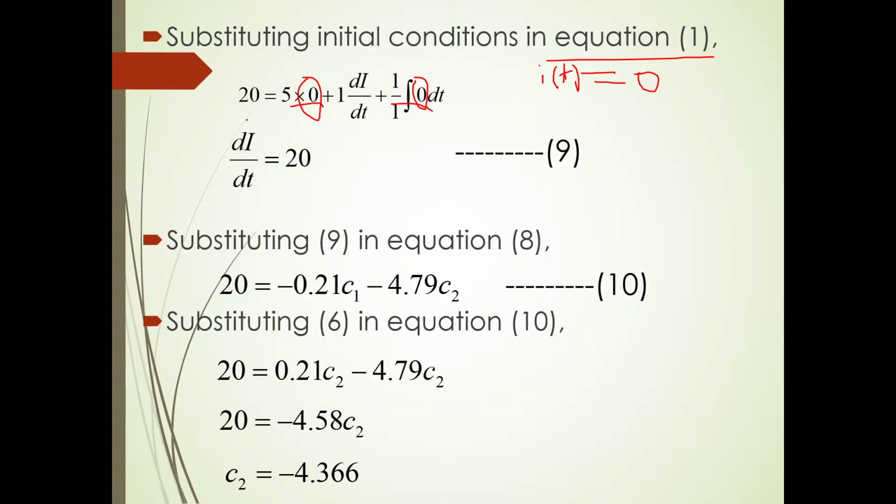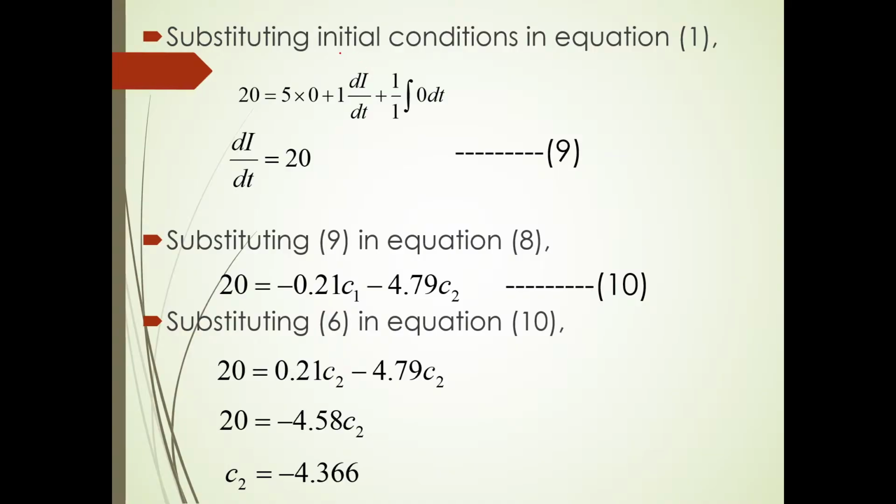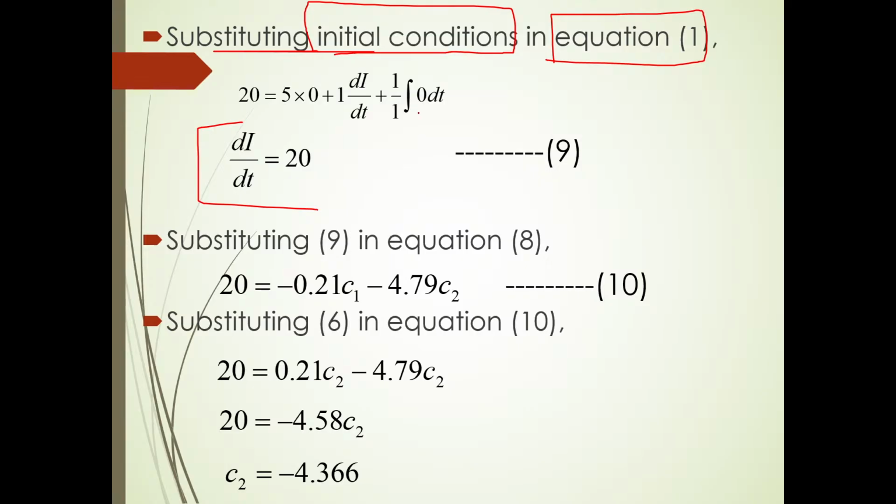What is left over? 20 is equal to 1 into di by dt, which means di by dt is equal to 20. So di by dt value is 20, after considering initial conditions and substituting in our equation 1. Equation 1 is our KVL equation. So in the KVL equation, when you substitute the initial conditions, you get di by dt equal to 20.